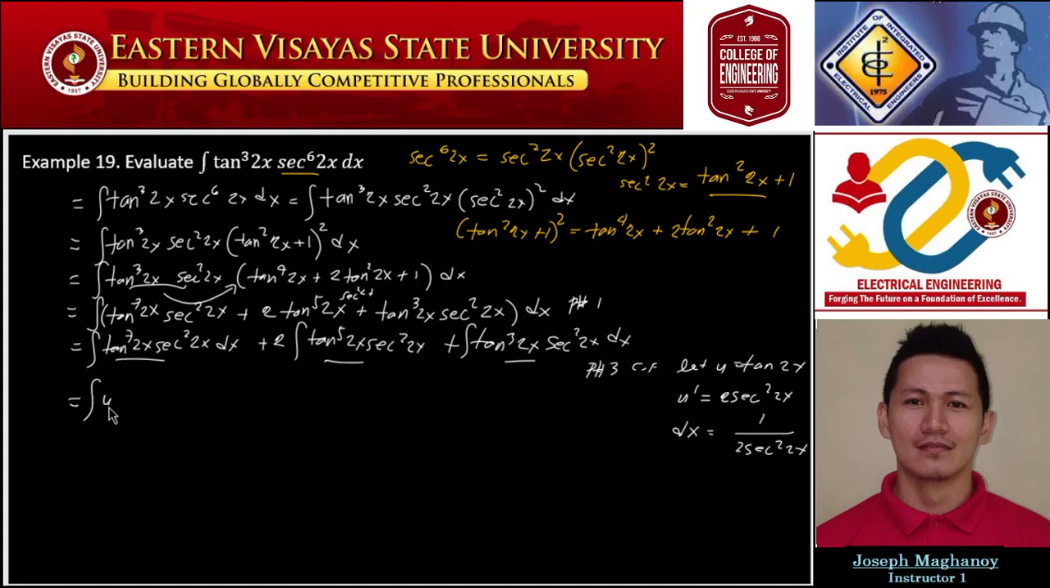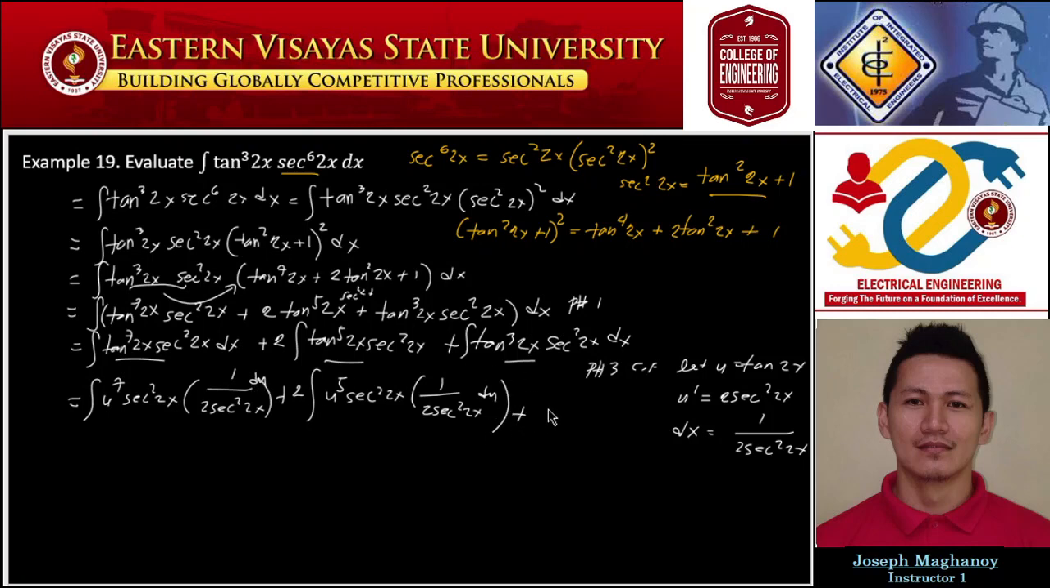So integral of u, we still copy the power, so copy the remaining secant squared 2x. We replace our dx with our correction factor, 1 over 2 secant squared 2x, plus our second integral, u, tangent, we replace with our u, but we copy the power, secant squared 2x. We replace our dx with our correction factor, 1 over 2 secant squared 2x du. Here also we have du.